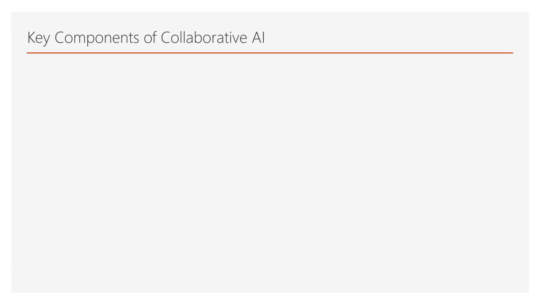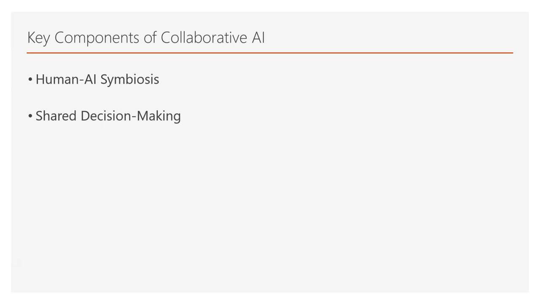Now let's talk about the key components of collaborative AI. First, we have human-AI symbiosis. Collaborative AI emphasizes a mutually beneficial relationship where human intuition, creativity, and contextual understanding complement the analytical and data processing capabilities of AI. Another key component of collaborative AI is the shared decision-making paradigm.